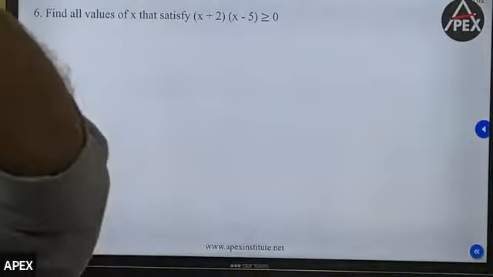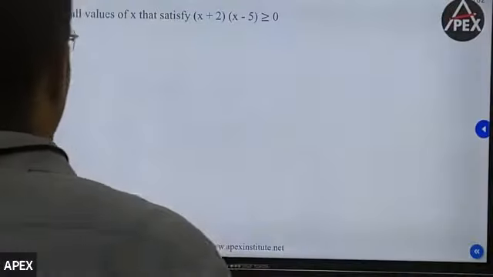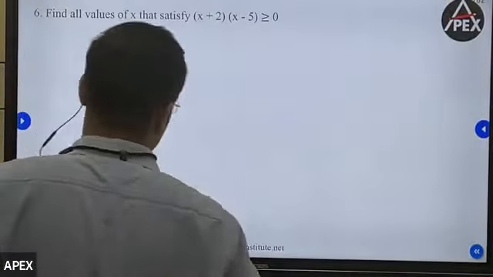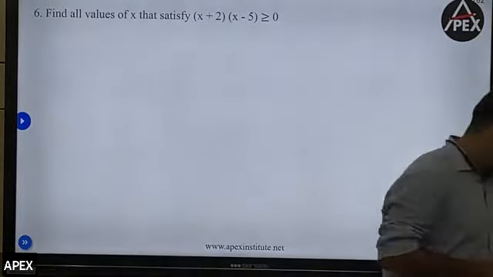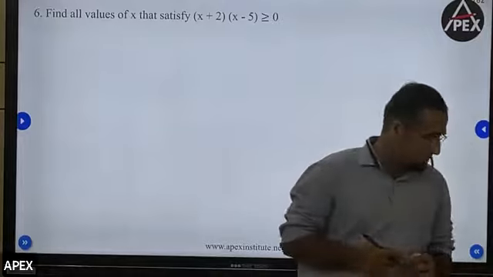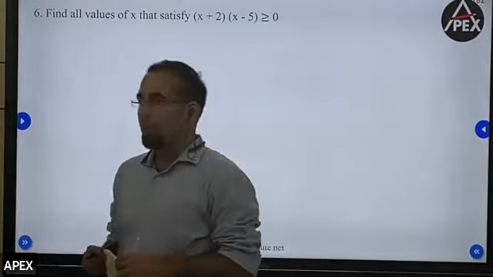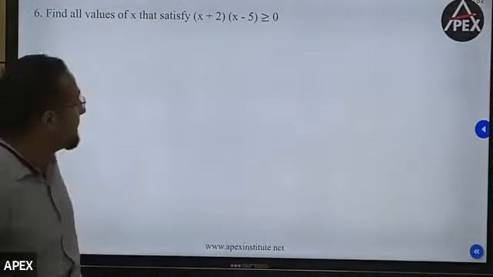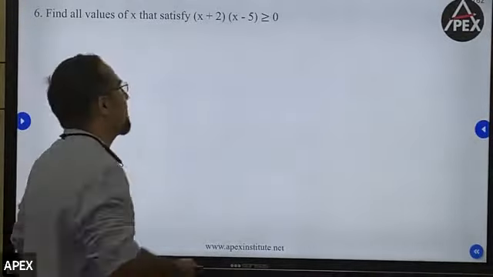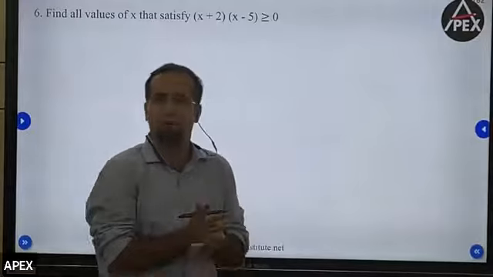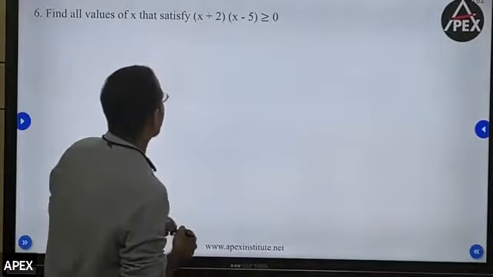The more important point I'm trying to see is whether you are aware of the basic method of calculating the values of this. How do I basically calculate this kind of range given? I'm not even talking about inequality or quadratic or whatever. Okay, now understand this here.